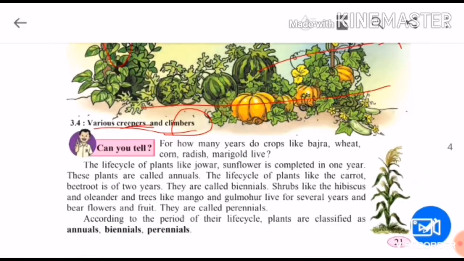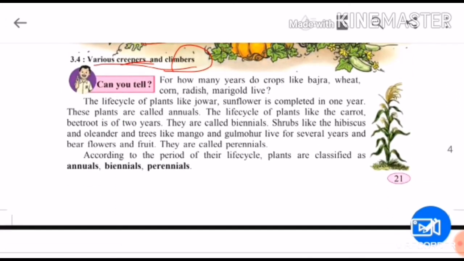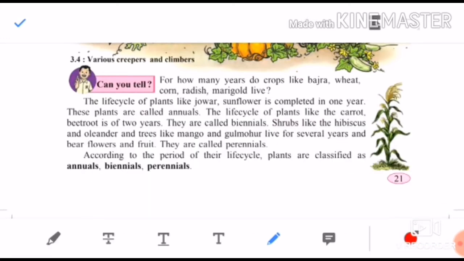So let's see further now. For how many years do crops like bajra, wheat, corn, radish, marigold live? Children, have you observed how many years these crops live? The life cycle. Let's study now. The second type of classification is based on life cycle. Till now we have seen classification based on the height of the plants. They are classified as trees, herbs, shrubs, vines. Those who need support are called vines. Now based on the life cycle of plants, this is the second classification. The first classification was based on height. The second classification we will see is based on life cycle.